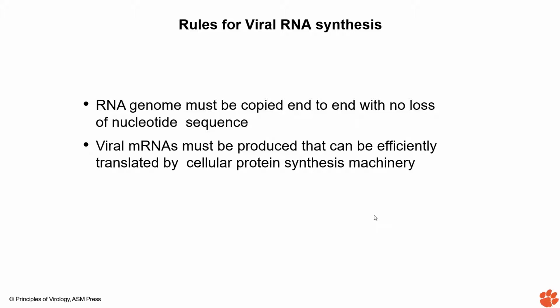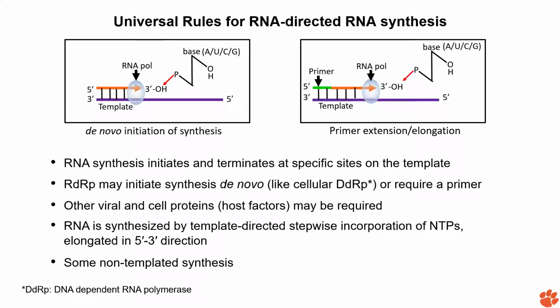Definitely remember that the genome must be copied end to end without no loss of nucleotide sequence, and the viral mRNA produced can be efficiently translated by cellular protein synthesis machinery. That we are seeing right from the very first slide, or the last slide of that with the ribosome picture. We are getting these information all the time. So these are the RNA synthesis rules. So how these things are happening here.